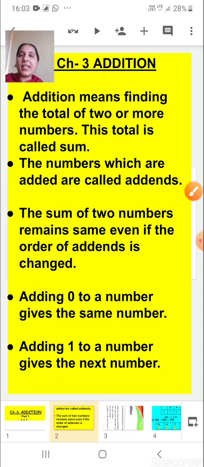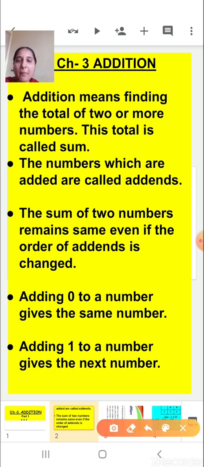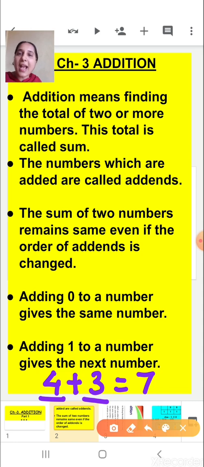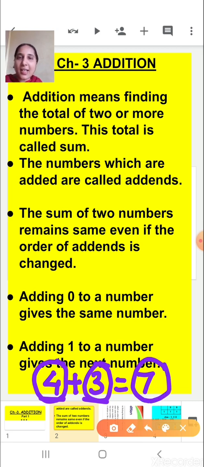Now let's move to point number 2. The numbers which are added are called addends. So suppose 4 plus 3, as I have written before. So 4 plus 3, 7. So 4 and 3 are called addends. 4 is an addend here and 3 is also an addend. So after adding 4 plus 3, what I get is called the sum.